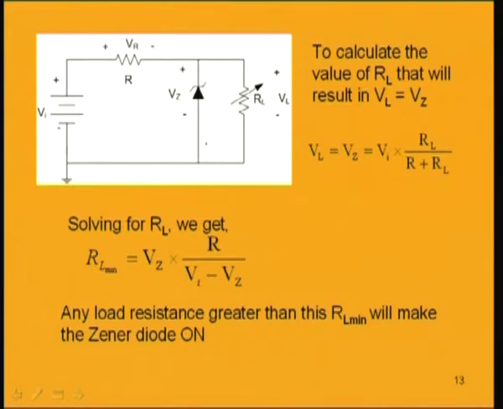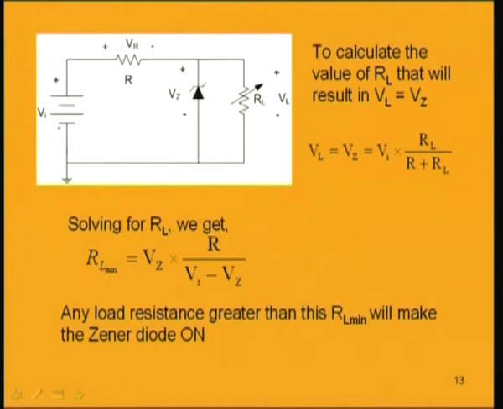Thevenin's open circuited voltage is Vi into RL by RL plus R, and that must be equal to Vz. Actually it is greater than Vz, but let us take the limiting condition to find out that limit. So, VL is equal to Vz equal to Vi into RL by R plus RL. If we simplify this expression and solve for RL, then we get that value of RL is equal to Vz into R by Vi minus Vz.